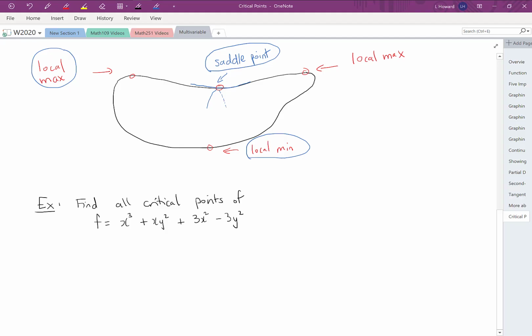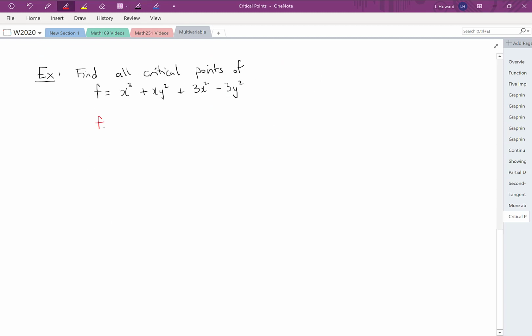Let's find all critical points of the following function. f is equal to x cubed plus xy squared plus 3x squared minus 3y squared. So we're going to start off by taking the 2 partial derivatives of f. So f sub x looks like 3x squared plus y squared plus 6x. And f sub y is equal to 2xy minus 6y.